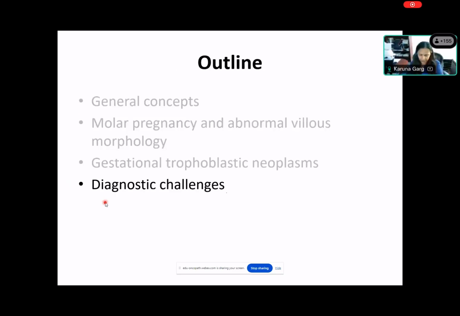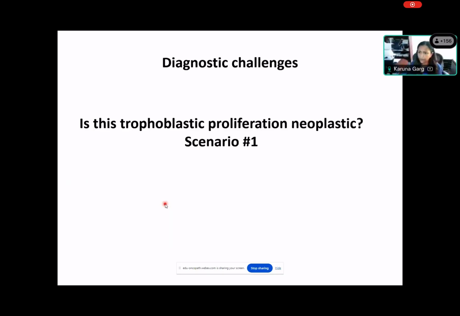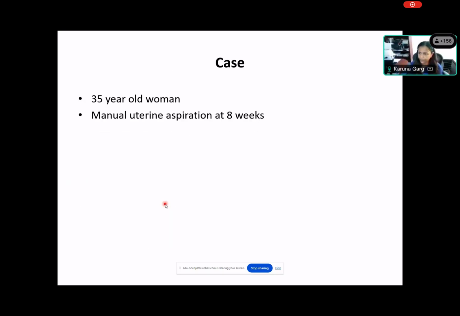So let's go on to diagnostic challenges. I think I've divided them into 3 different categories. Is this trophoblastic proliferation neoplastic? If it is, what kind of neoplasm? And then finally, when you have a tumor, how do you decide if it's actually of trophoblastic origin? So let's start with scenario number 1.